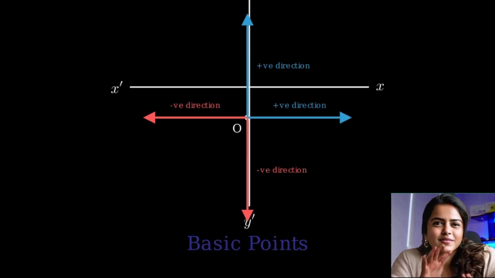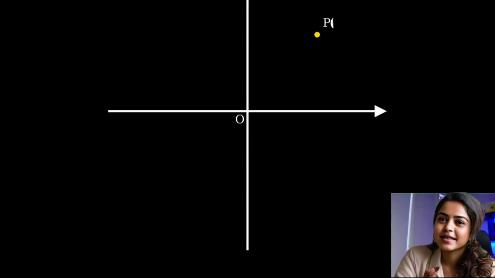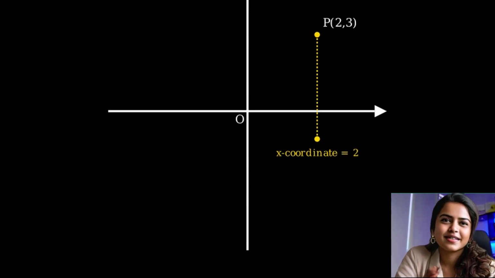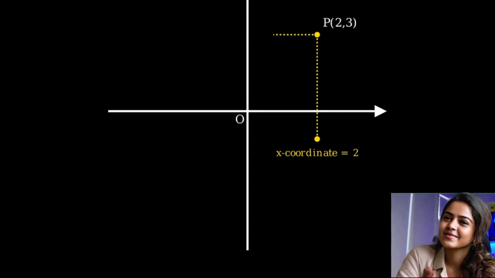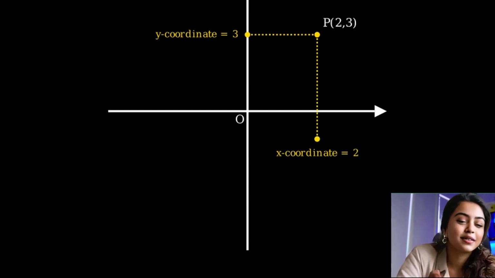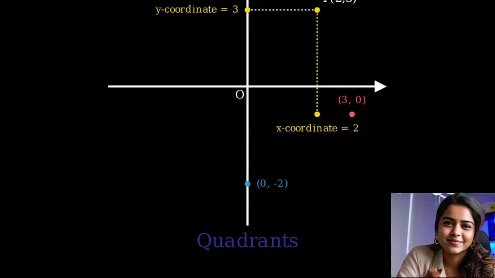Let's review some basic points about the coordinate system. To locate the position of a point on a plane, we need a pair of coordinate axes. The distance of a point from the y-axis is called its x-coordinate, or abscissa. The distance of a point from the x-axis is called its y-coordinate, or ordinate. Points on the x-axis have coordinates of the form (x, 0), while points on the y-axis have coordinates of the form (0, y). The coordinate plane is divided into four quadrants by the x and y-axes.